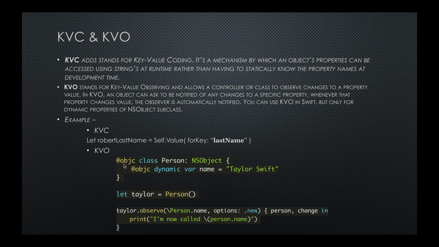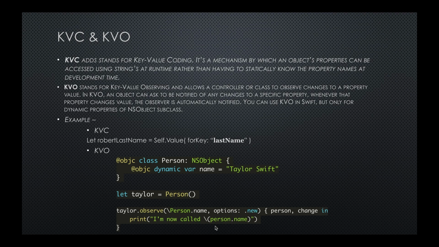So for KVO, over here I have written @objc, Objective-C. It means that this is a dynamic class, a class conforming to NSObject, and in that I have written a dynamic property, var name, Taylor Swift. On this I can perform KVO because it's a dynamic property, and I can write it like this: taylor.observe person.name, options new or old. You have two options, new or old, and then person, change.